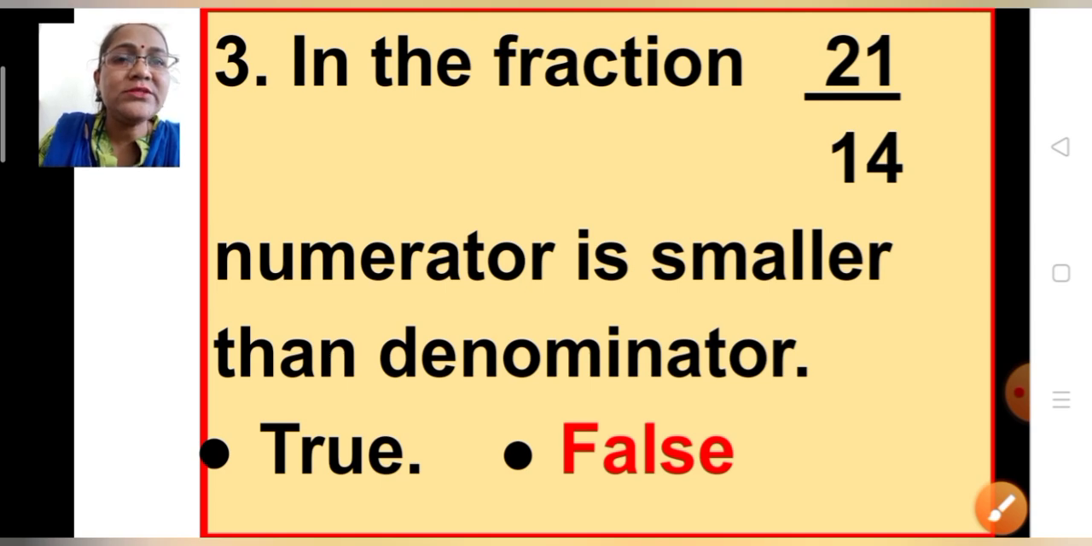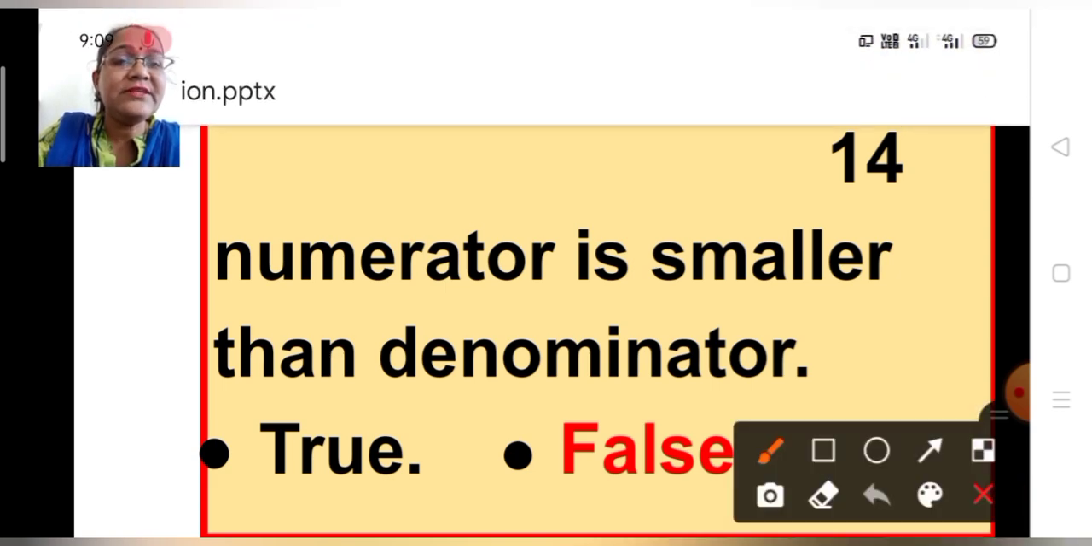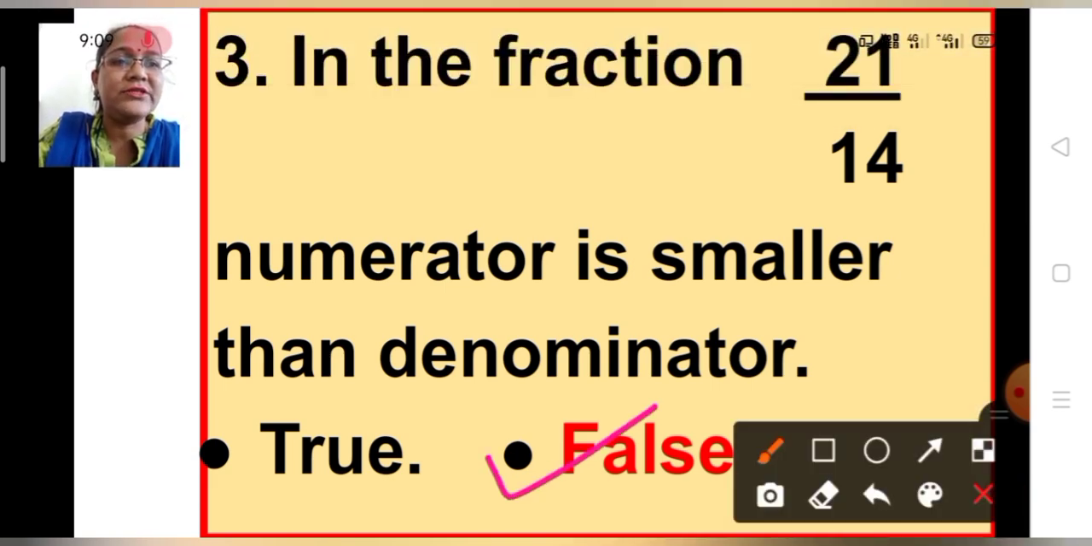Next, true or false: in the fraction 21 upon 14, numerator is smaller than the denominator. See children, here if you observe carefully the fraction 21 upon 14, in this fraction numerator is greater than denominator, which is exactly opposite to what is mentioned in the statement. So the given statement is false.